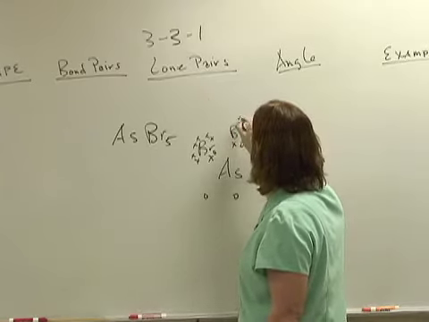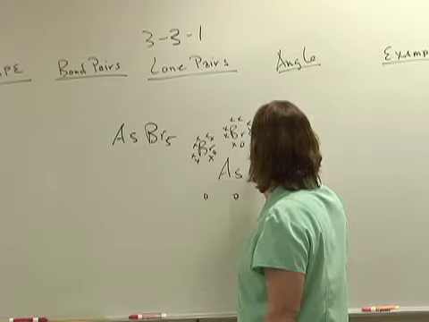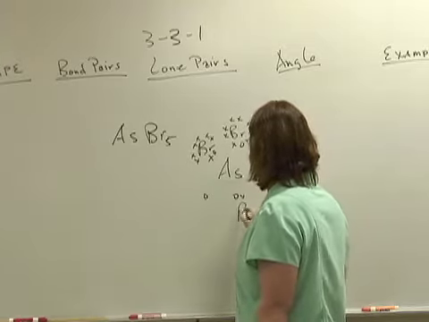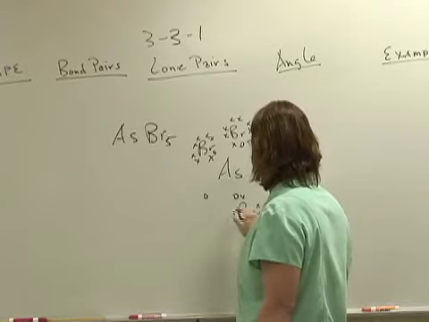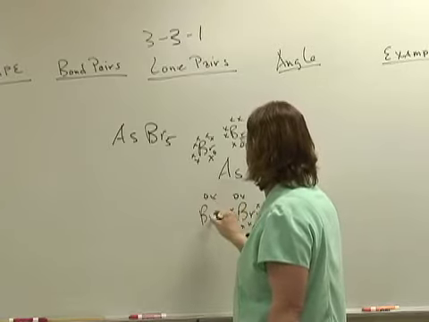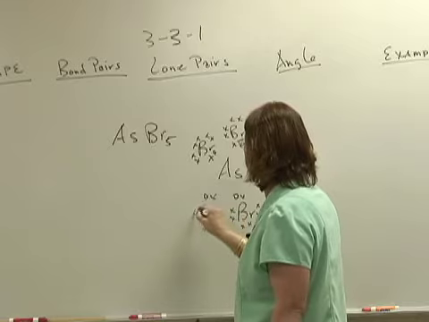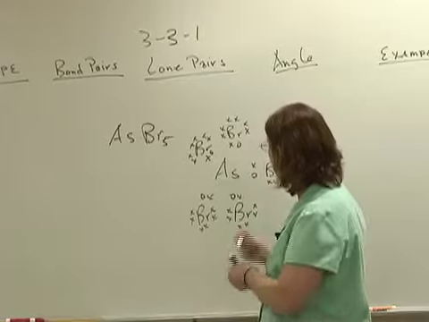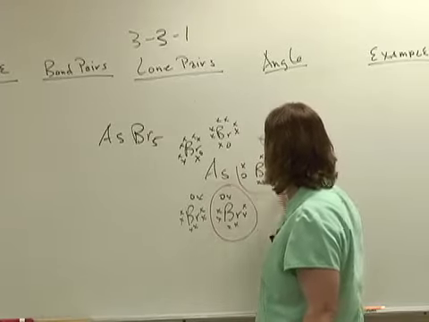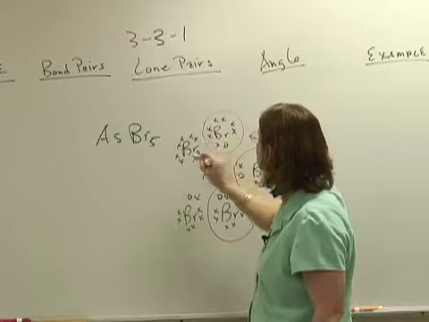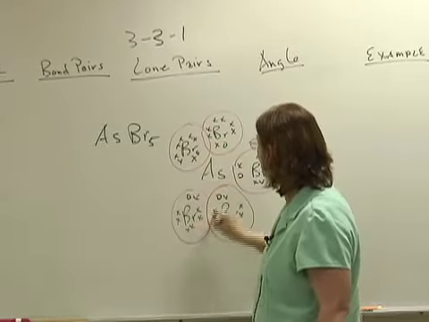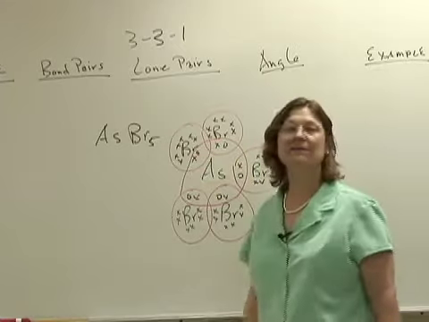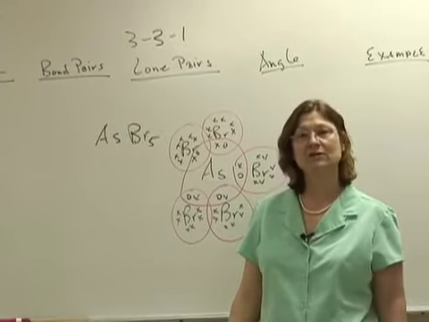And therefore, we have 10 electrons around the arsenic. And each one of the bromines will have an octet. The outer atoms will have an octet, and only the central atom has greater than an octet. In this case, we have 10 electrons around the arsenic.